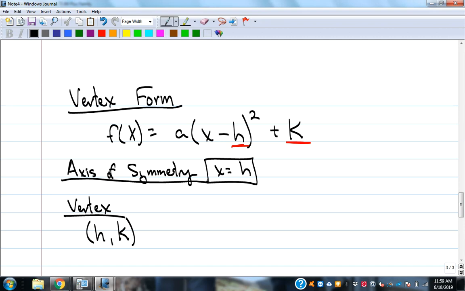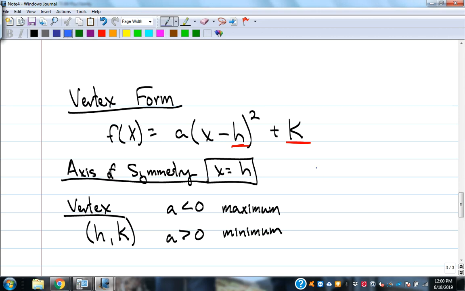Now, whether the vertex is a maximum or minimum is still decided by a. If a is less than 0, we're dealing with a maximum. If a is greater than 0, a is positive, we're dealing with a minimum. That has not changed. It will never change. A decides, is it a max or min?